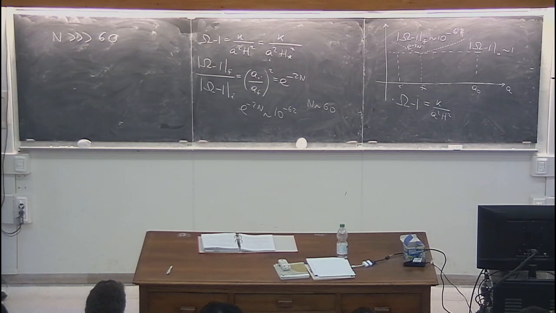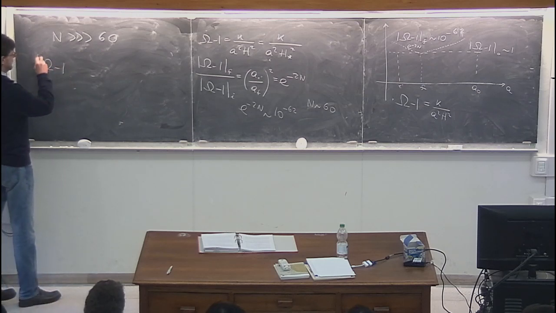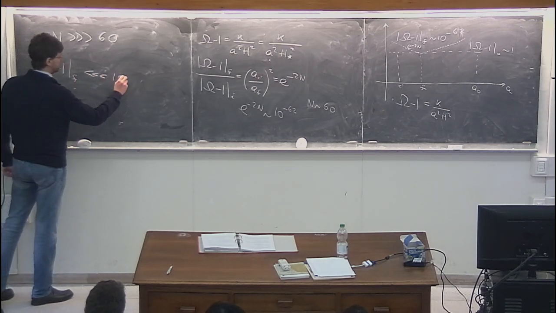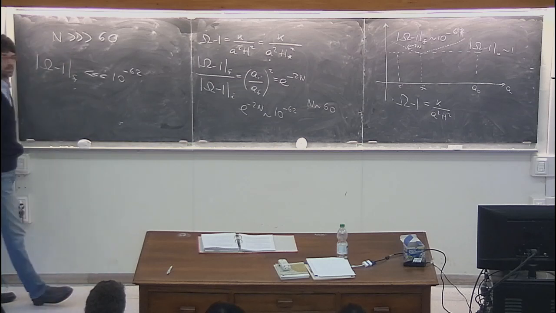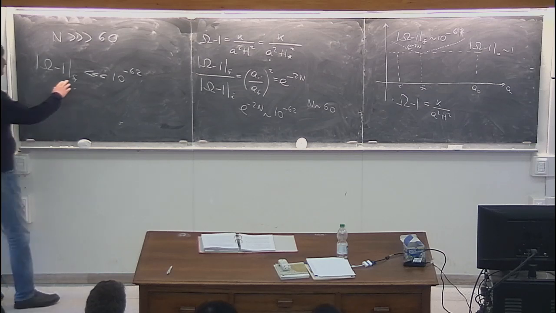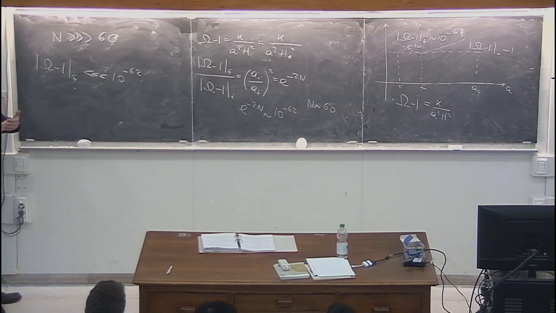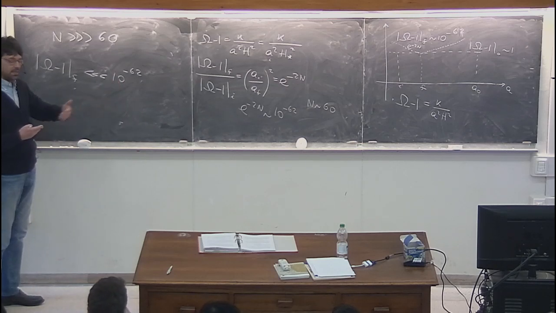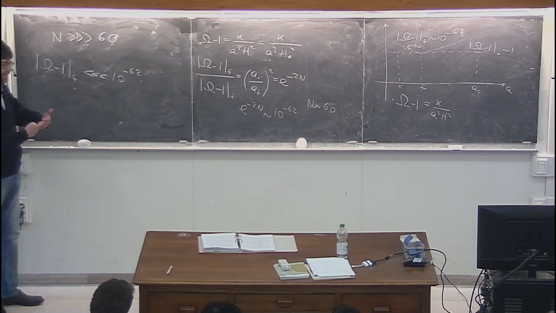What is going to happen? What is going to happen is that omega minus 1 at the end of inflation is much, much, much smaller than 10 to the minus 62. Correct? Compute e to the minus 10 to the 12. 0, basically, no? So it is much smaller. Then the radiation era starts, and you start from a value which is much, much smaller than 10 to the minus 62. Radiation phase will start. Omega minus 1 starts increasing.